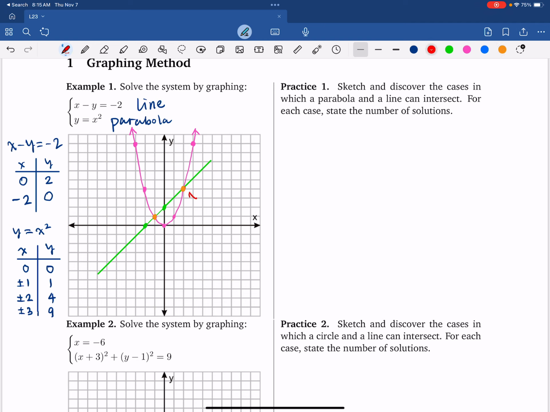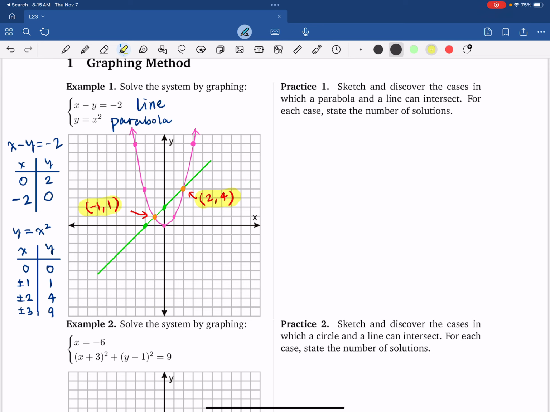Let's mark the coordinates. This one is (2, 4). And this one is (-1, 1). And as you can see, we have 2 points of intersection. Those two are the solution.